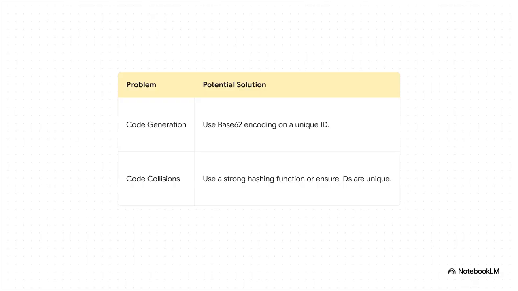So, okay, we found the problems. How do we fix them? Well, for generating the code, a really slick approach is something called base62 encoding. All that really means is taking a unique number and converting it into a short string using a mix of big letters, small letters, and numbers. It's perfect for creating those short, clean URLs we all know. And for the collision problem? The solution, at least in theory, is simple. You just have to guarantee that the number you start with is always unique. And just like that, with these couple of fixes, our little napkin sketch is already starting to get more sophisticated.